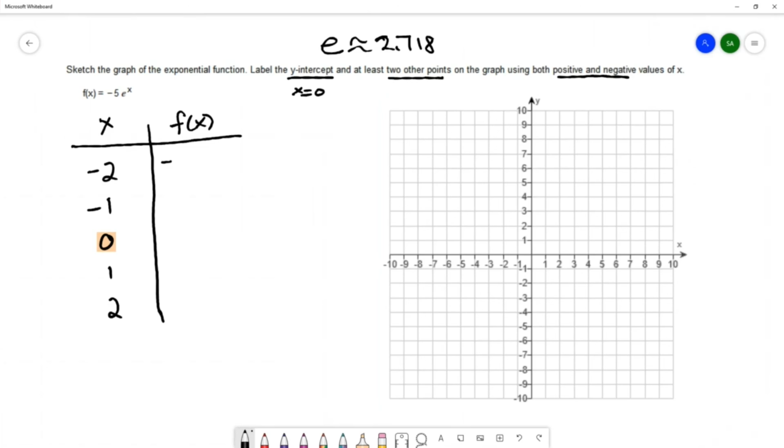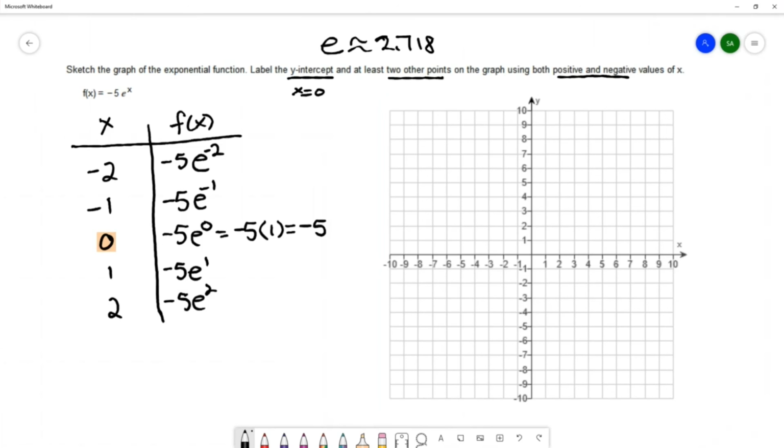So this is negative 5 e to the negative 2, negative 5 e to the negative 1, negative 5 e to the 0. This one works out nicely because any number to the 0 power is 1, except for 0. So we get negative 5. So that's really the only nice y value. Negative 5e to the 1, negative 5e squared. So we're going to use the calculator.